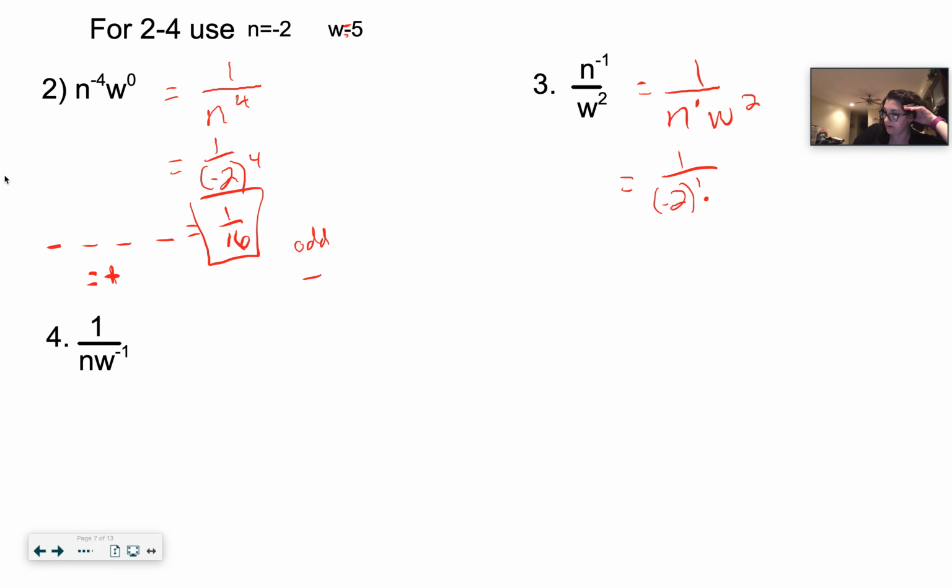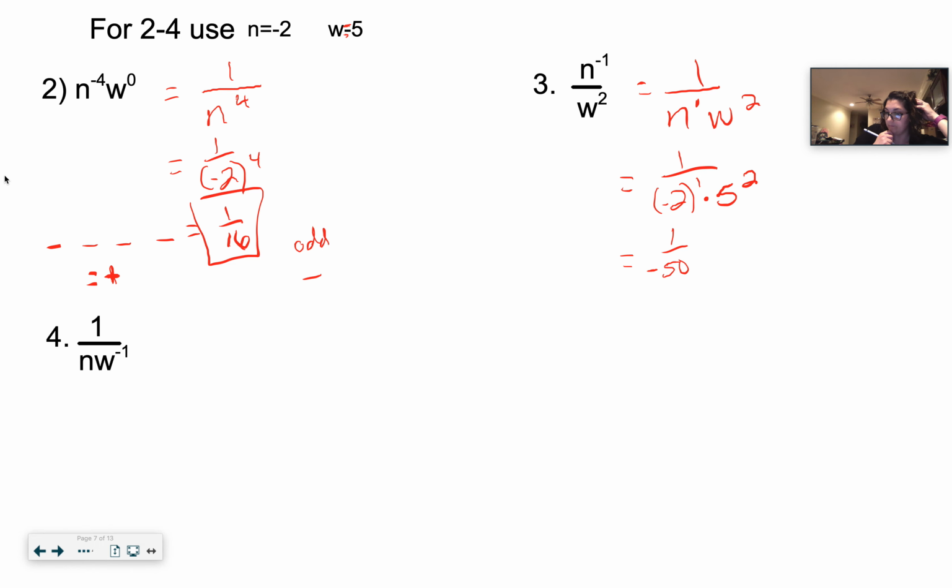So times 5 to the 2nd power. And so negative 2 to the 1st is still just negative 2. 5 squared is 25. So then negative 2 times 25 would be 1 over 50. What kind of 50 will it be though? Negative. So it would be 1 over negative 50.